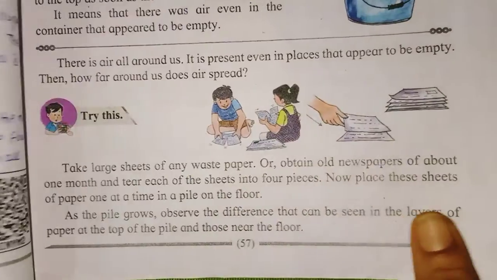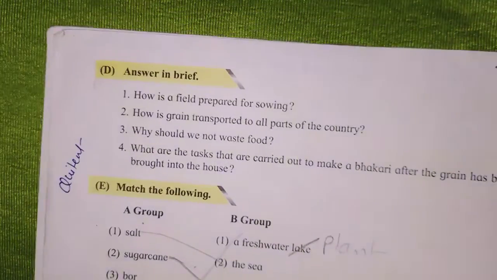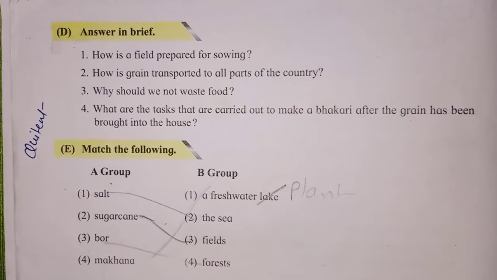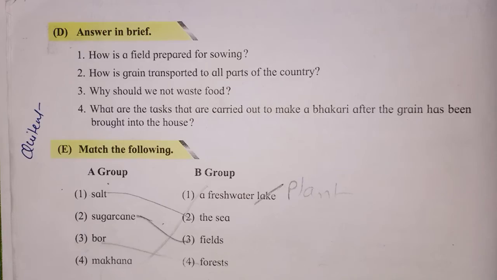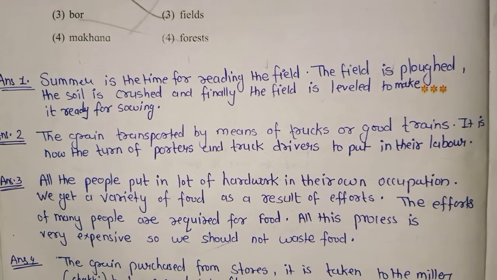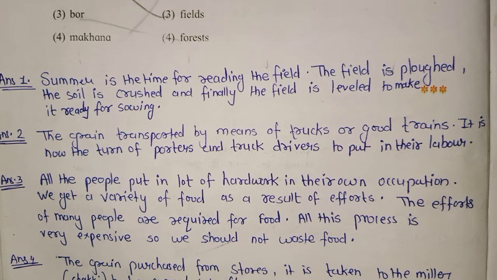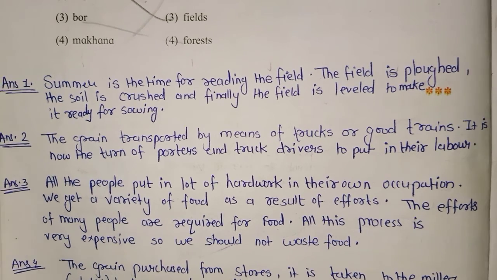Now the next questions are on page number 56. Answer in brief. Question number 1. How is a field prepared for sowing? Answer. Summer is the time for readying the field. The field is ploughed, the soil is crushed, and finally the field is leveled to make it ready for sowing.